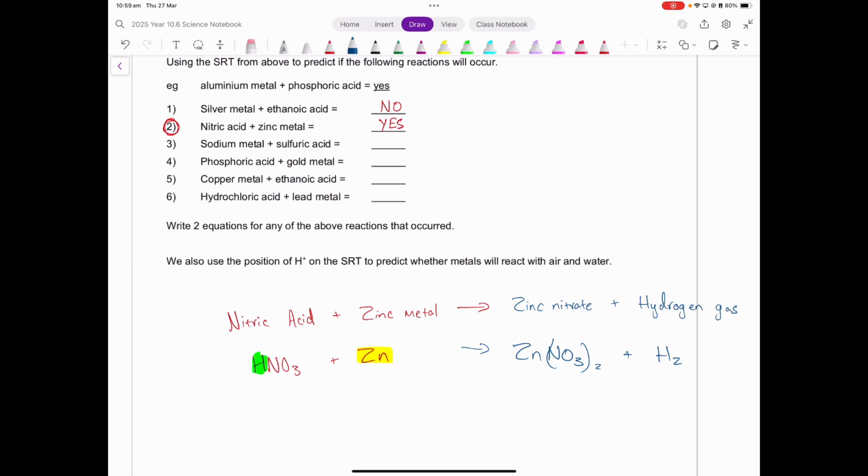Now, the only thing that we need to do to make this balanced is check the number of hydrogen and nitrate on each side. And to simply balance it for us this time, in the interest of time, we just put a 2 out the front of nitric acid. So what I'm going to ask you to do now is, can you have a go at those final ones there? Okay. Now, we can use the standard reduction table and hydrogen to also help us out with reactions with water and air, but the one that I'm going to get you to practice right now is just acid and metal.